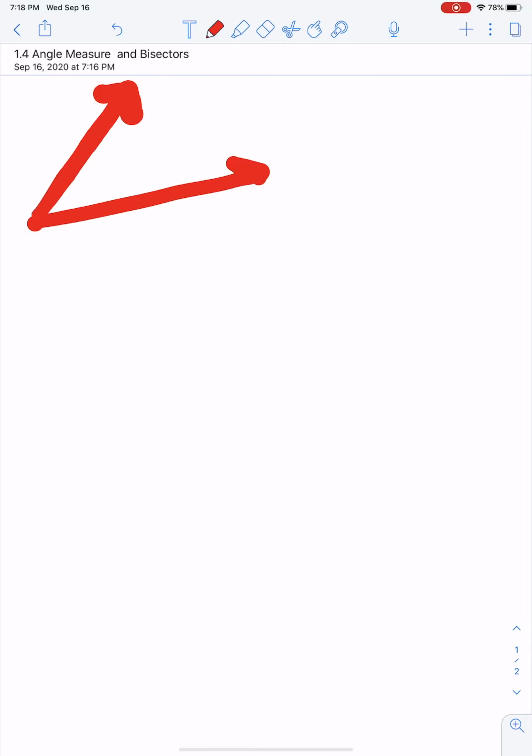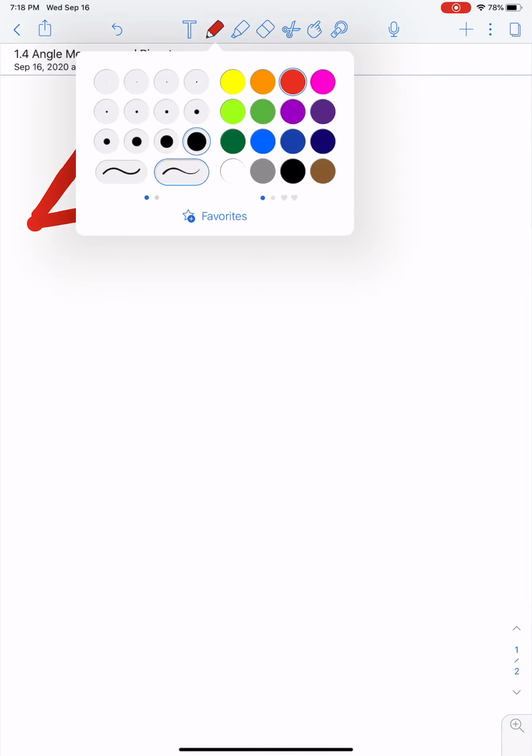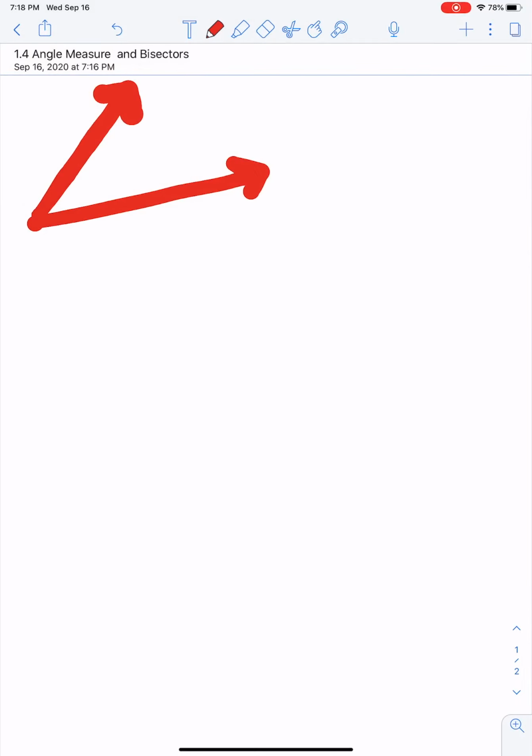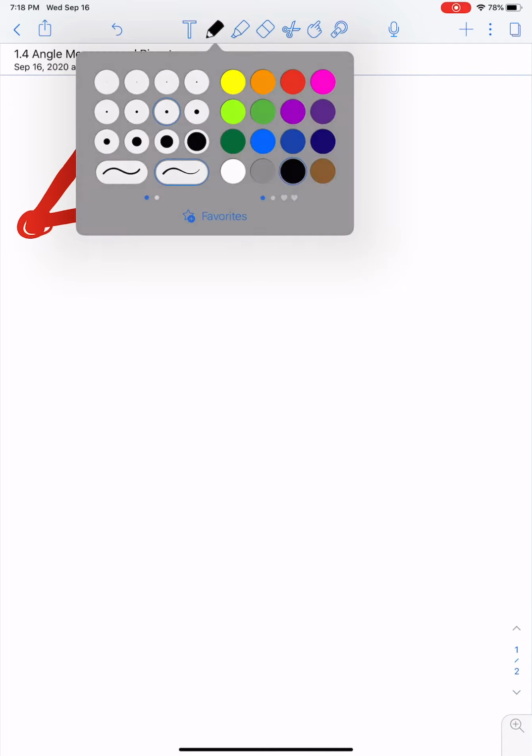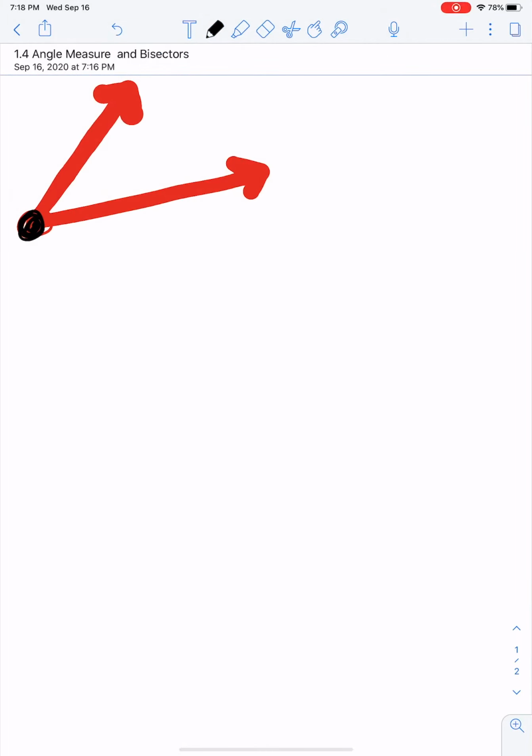All right, today we're doing Unit 1, Section 4, Angle Measure and Bisectors. First thing we're going to talk about is what makes up an angle. When you have an angle, what you have is two rays, and the two rays come together at the vertex.